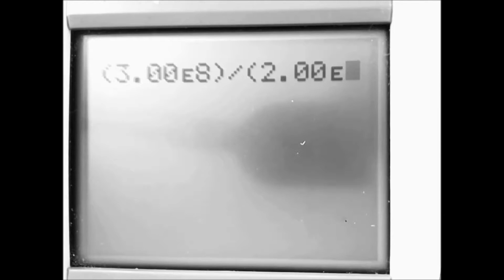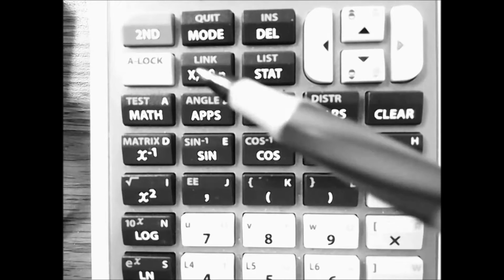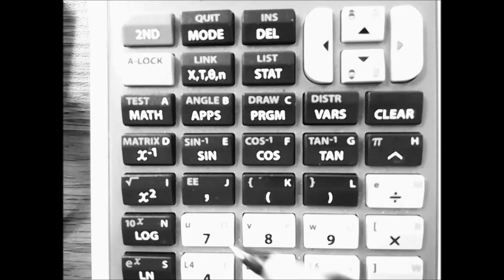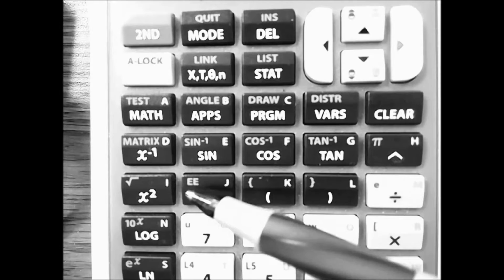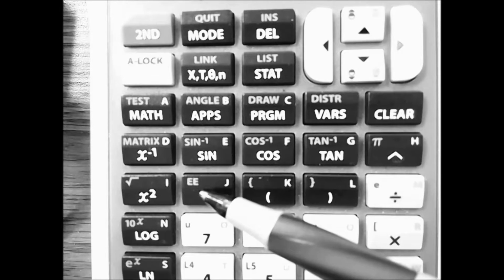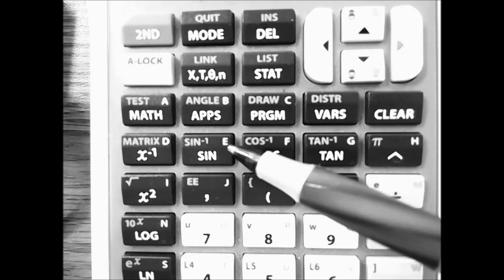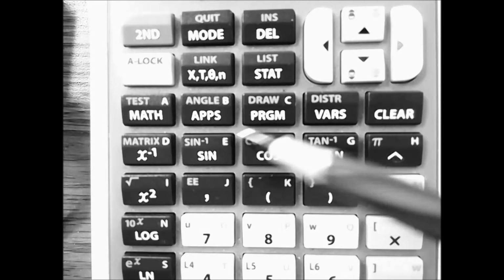So again, to get to the E, you push the second button, and then push the comma button. That gives you that exponential E. Don't get confused with that single letter E. This goes with the rest of the letters for just typing characters in the screen, okay? For texting or whatever on the calculator.